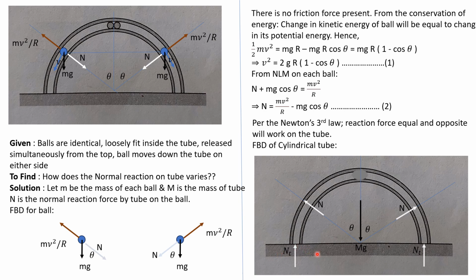Normal reaction by the ground to the tube has been nomenclated or shown as N subscript T over here. Mg, capital M into g, is the weight of the tube, which has been shown here. We have assumed that its center of mass is somewhere here, and from there it is acting downwards. From the symmetry, the center of mass will be on this line only, because the construction of the cylindrical tube is symmetrical about this axis.